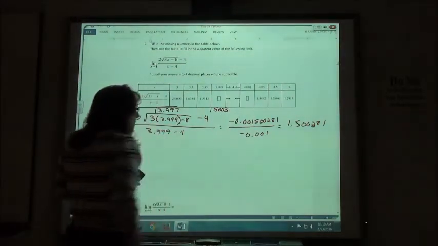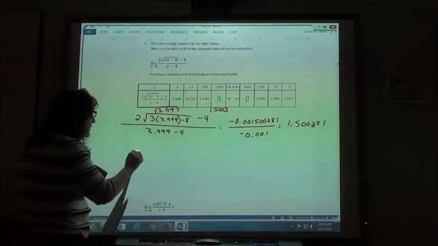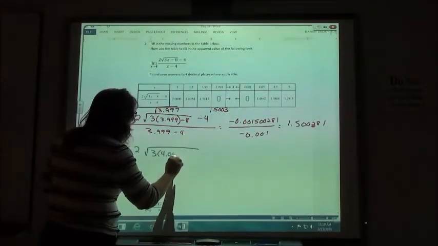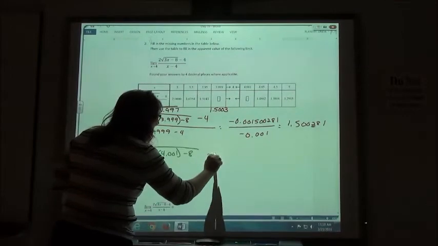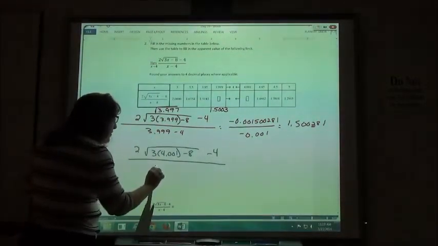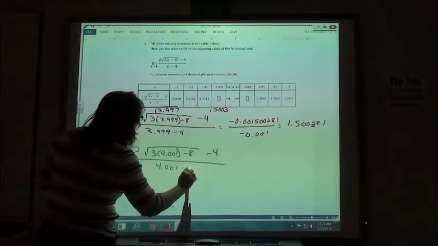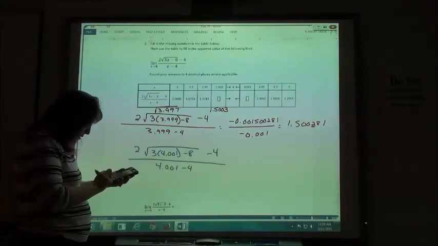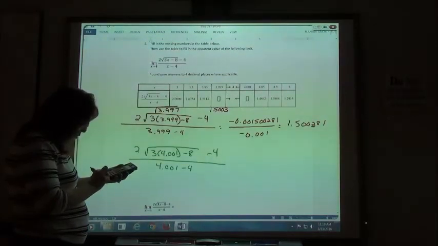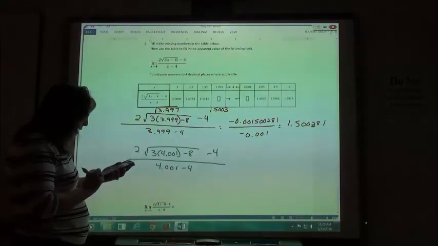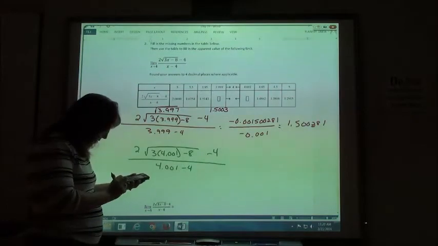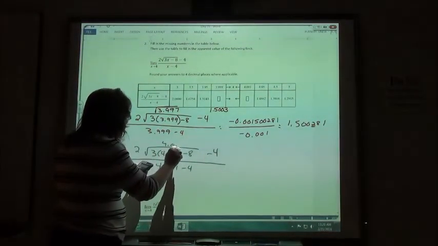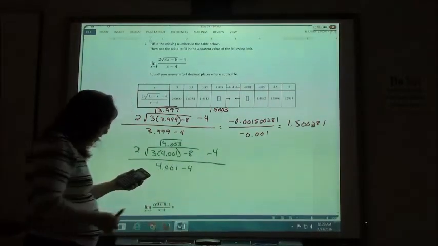Over here I'm going to put in 4.001. So 2 times the square root of 3 times 4.001 minus 8, then the minus 4 on the end, and then I'm going to have 4.001 minus 4. So again, I'm going to start underneath the square root. 3 times 4.001 gives me 12.003. I'm going to minus the 8 from that. Gives me 4.003. I've got to take the square root of that.